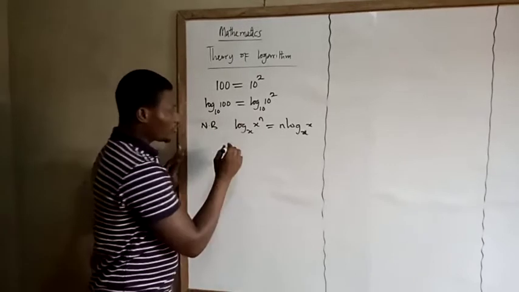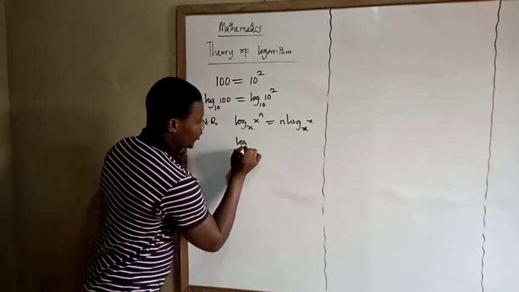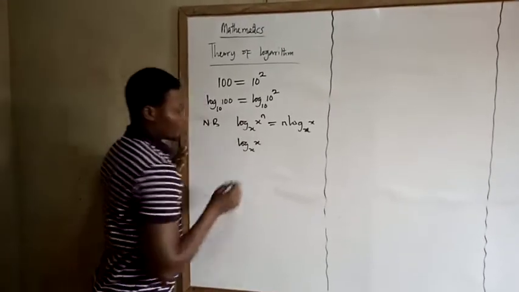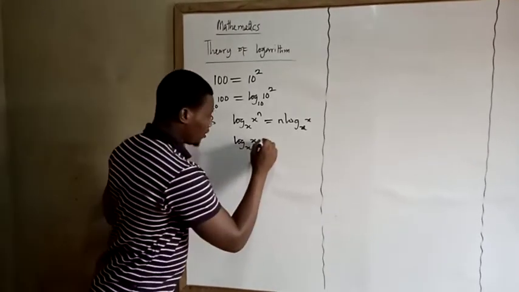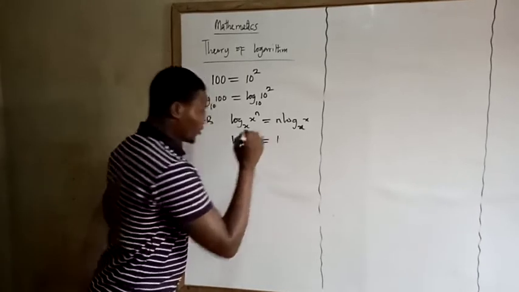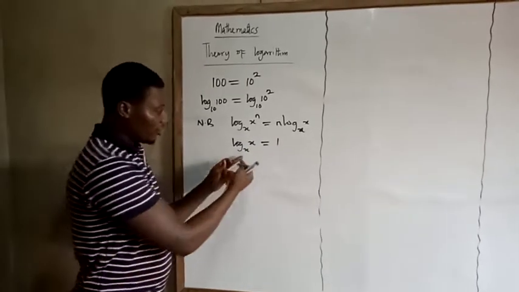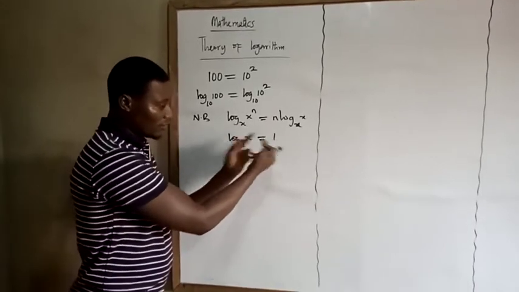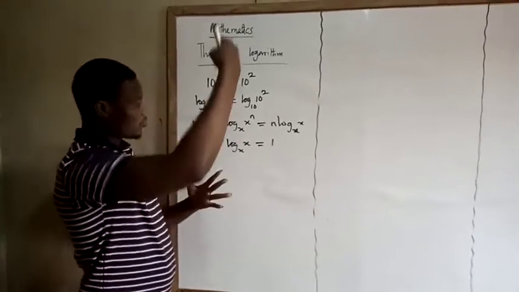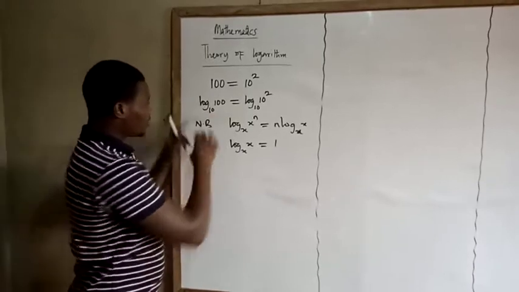Now, you should also take note of one thing: anytime you have log base x, x, if your number is still the same thing as your base, then you should know that it is going to give you 1. That is to say, log base 2, 2 is 1, log base 3, 3 is 1, log base 4, 4 is 1, and so on. Now, let us go back to our solution.